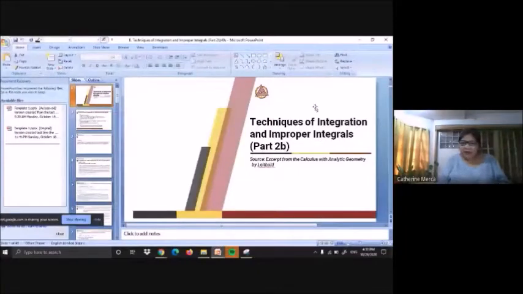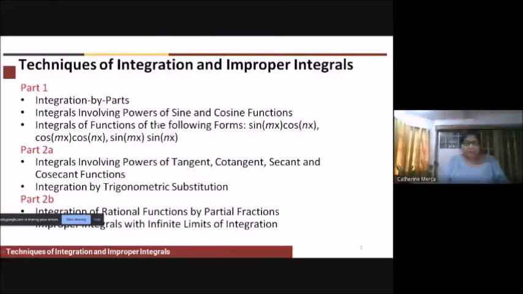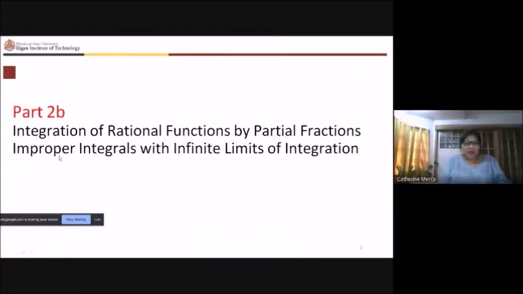So we are now on the last part of techniques of integration. If you remember, what we did was to discuss the following. We discussed integration by parts, the part 1, no? And then part 2A. Then we are now on part 2B, which is integration of rational functions by partial fractions. And later on, we're going to discuss your improper integrals with infinite limits of integration.